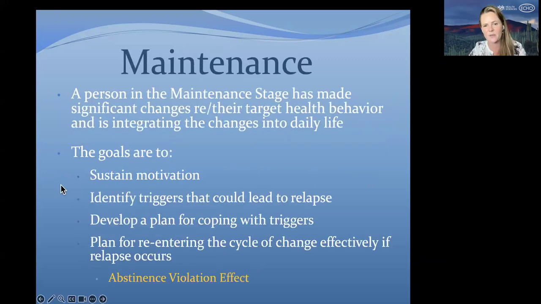The maintenance stage, this is where people have really made significant changes with that behavior. What used to be the new behavior is becoming simply the behavior. Those changes are embedded in daily life. Here, we're keeping the motivation up, because this has been a long journey at this point, and action and maintenance are the key stages for relapse prevention and recovery planning skills. So making sure they're invested at this point in their recovery, making sure they have all of the strategies and skills and knowledge that they need to protect that.